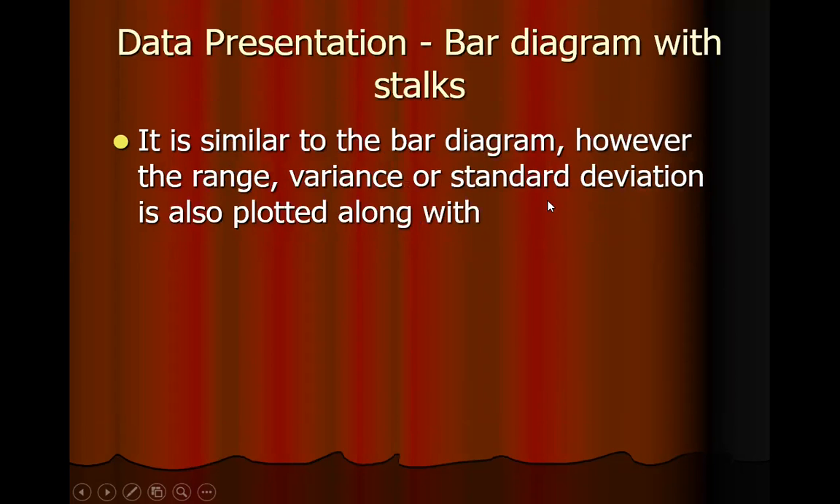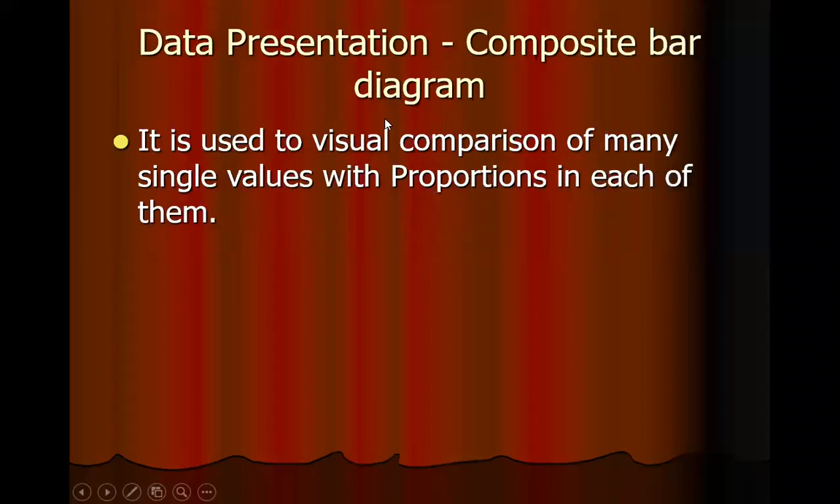So the special type of bar diagram is bar diagram with stalks. Here in bar diagram, the height corresponds to the central tendency, mean or median, and there are stalks which represent the range of data or variance of data or standard deviation of data. So it is a special type of bar diagram. There is another special type of bar diagram known as composite bar diagram. It is used for visual comparison of many single values with proportions in each one of them.